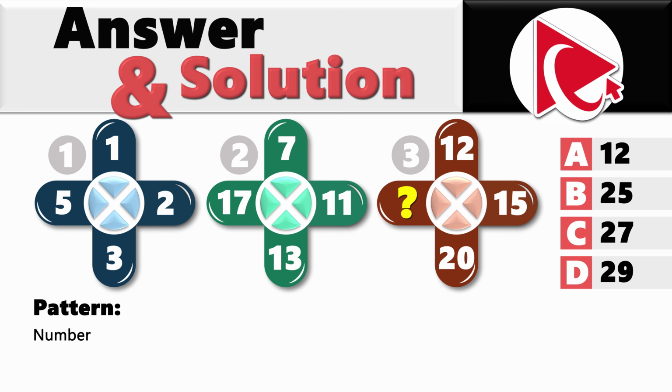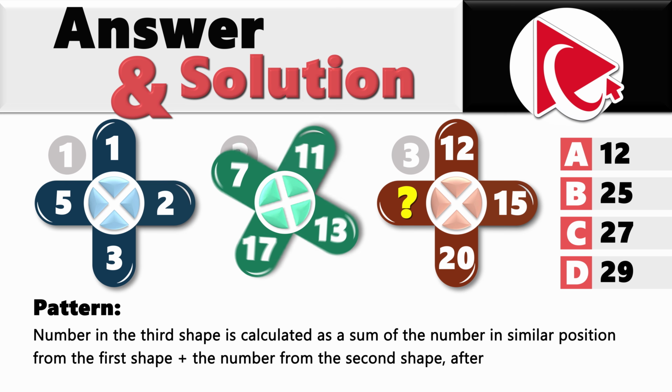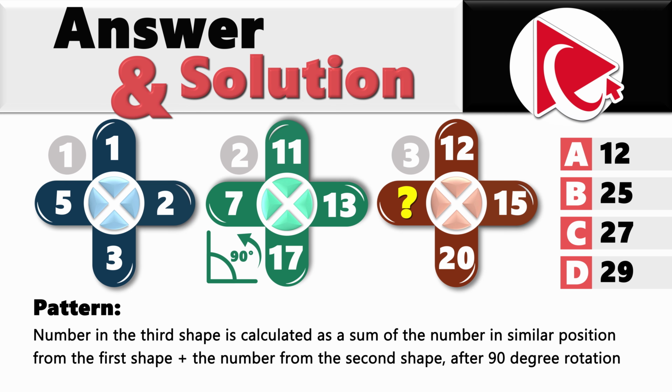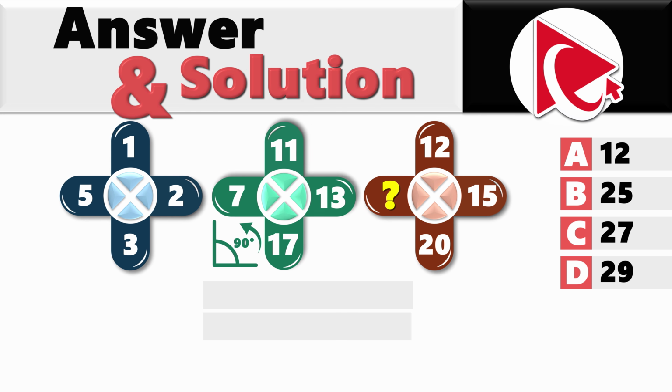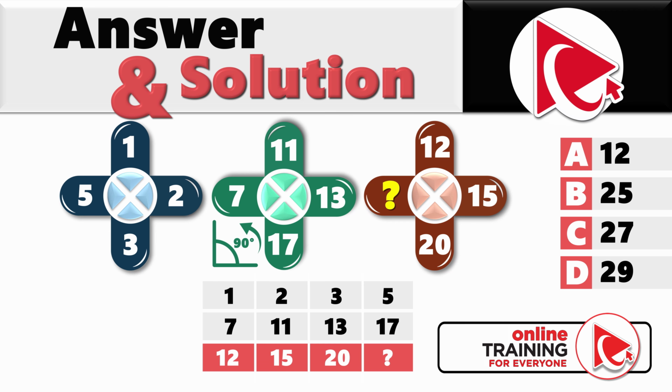And in fact, the number in the third shape is calculated as a sum of numbers in similar position from the first shape, plus the number from the second shape after the 90-degree rotation. Let me explain it to you in 3 simple steps. Let's build a simple table. Each shape has 4 numbers, which means that our table would need to have 4 columns. The first row will have numbers from the first shape. The second row will have numbers from the second shape. And then the third row will have the calculated numbers.